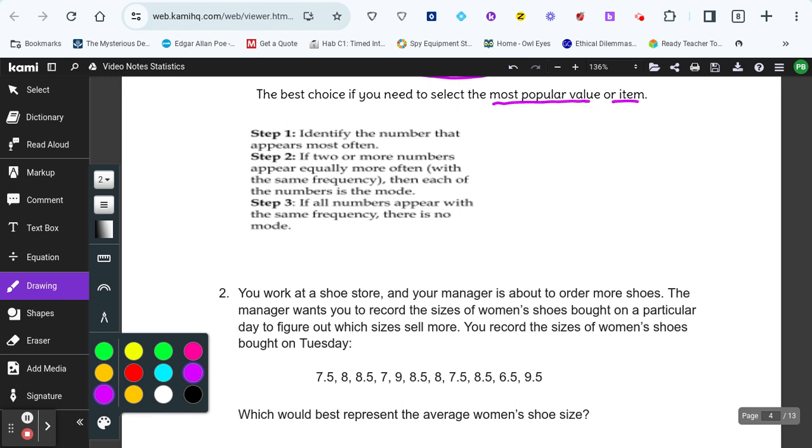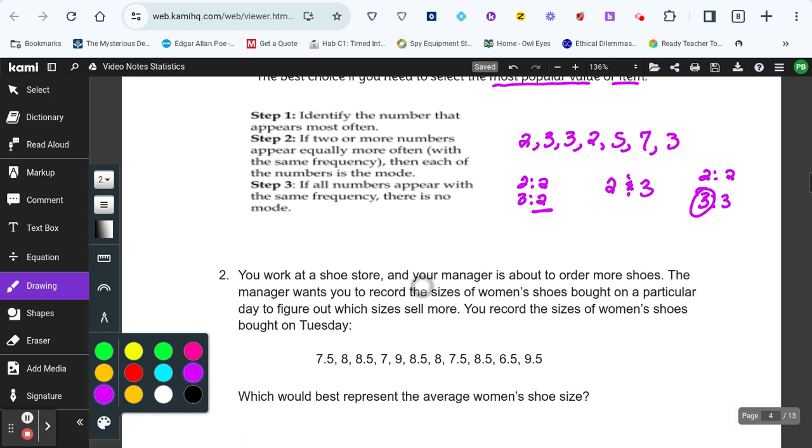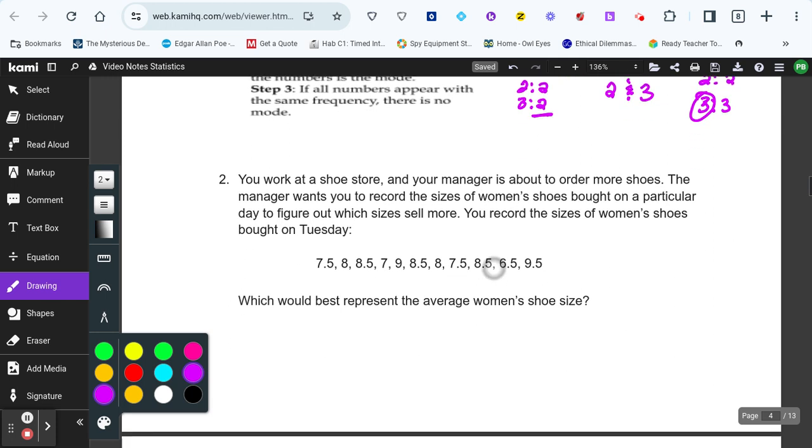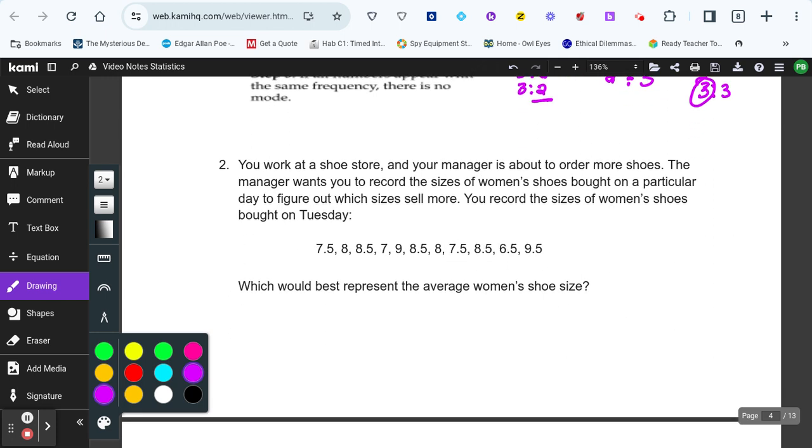So when I say, if I have something like this, then the 2 appears 2 times, and the 3 also appears 2 times. They appear the same amount. So your mode would be 2 and 3. Now if you had another 3 here, then the 2 appears 2 times and the 3 appears 3 times. So you would go with the mode of 3. If all the numbers appear with the same frequency, then there's no mode because no number appears more than the other.